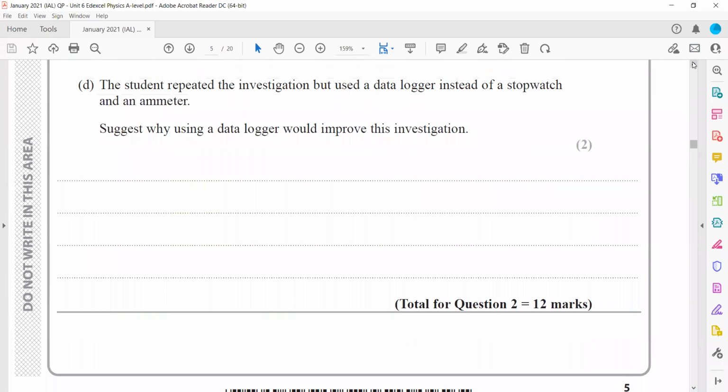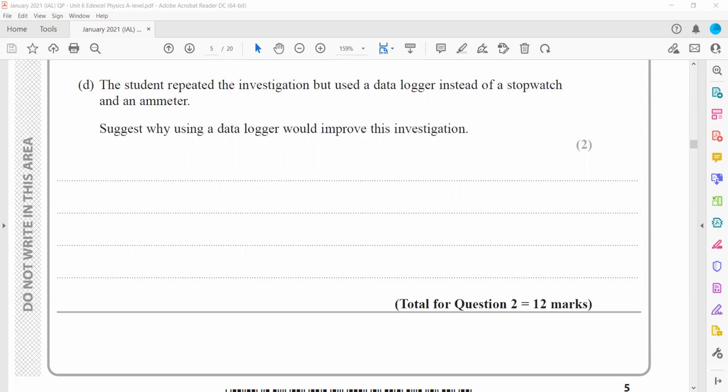Then a student repeated the investigation, but used a data logger instead of a stopwatch and ammeter. Why would a data logger improve the investigation? Basically, what is the advantage of the data logger? A data logger can take many readings in a short time. As a human being, it is difficult to read two meters simultaneously. But a data logger by itself will measure the time and current, and it will plot the graph also, as it is connected to a computer. So automatically the graph will be plotted, and we'll have more readings in a short time.